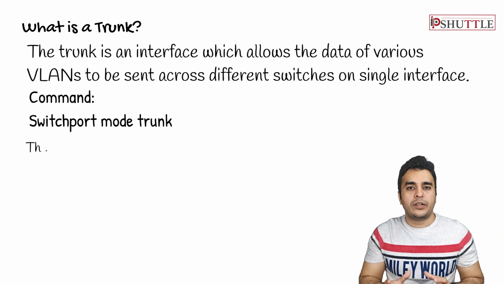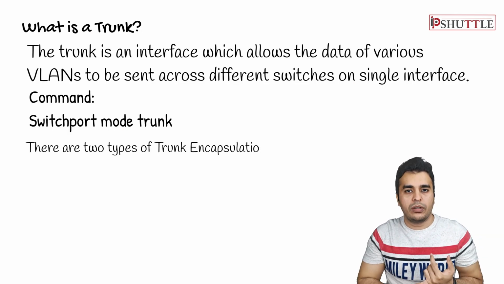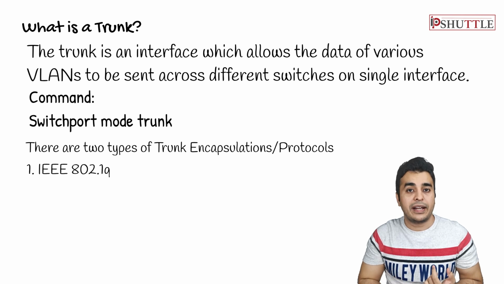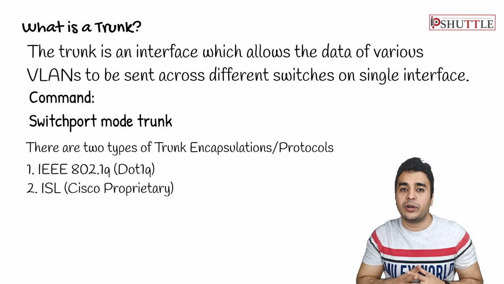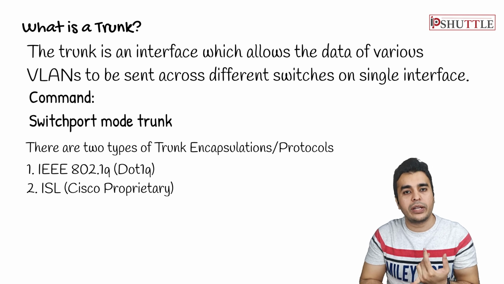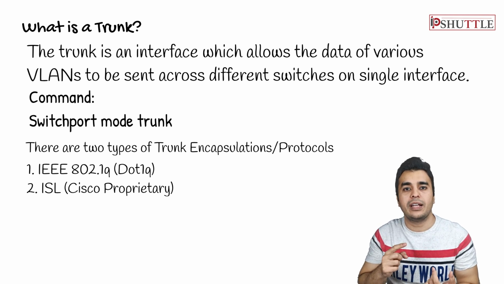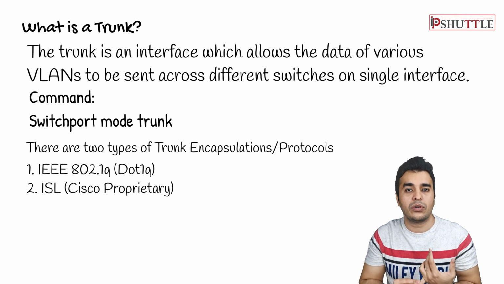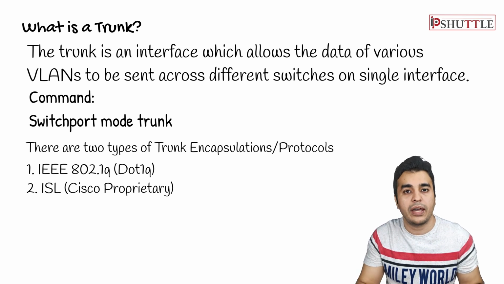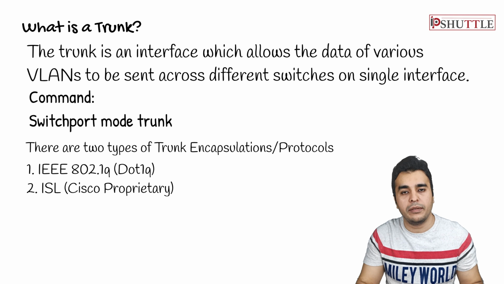There are two types of encapsulation. We have Dot1q, also named IEEE 802.1q, which is a standard. The second one is ISL, which is Cisco proprietary and not available on all interfaces. Dot1q is widely used in the market and is available on almost all switches. ISL is only for Cisco, not available on small series, only on high-end series. So we will not be discussing ISL much. We will look more into Dot1q because you will see it a lot in the market.